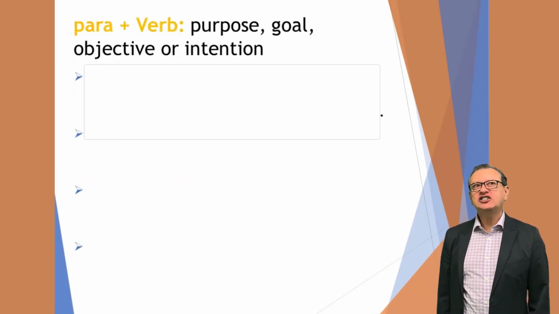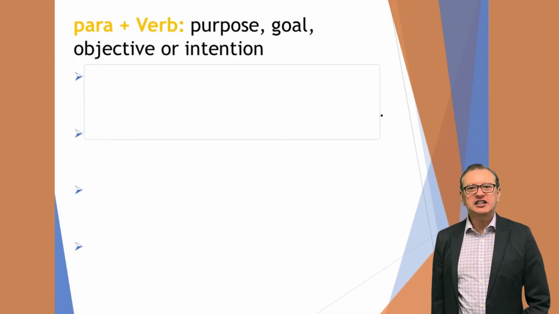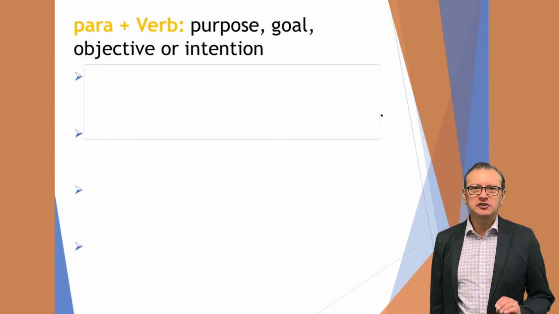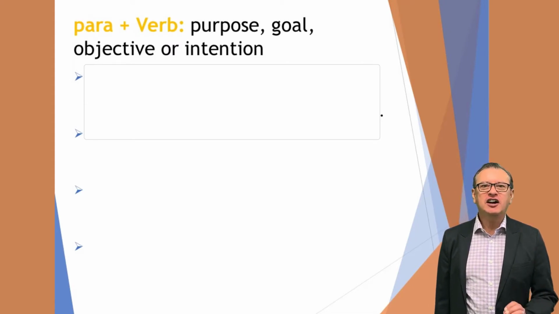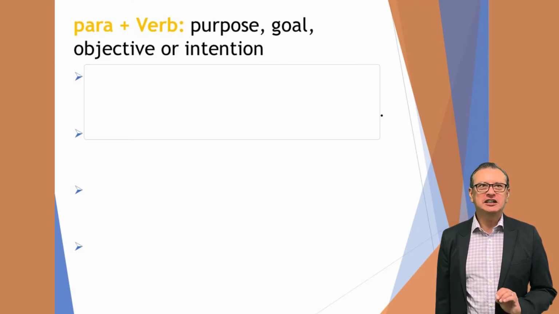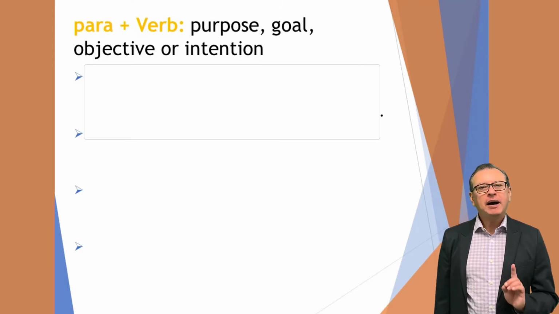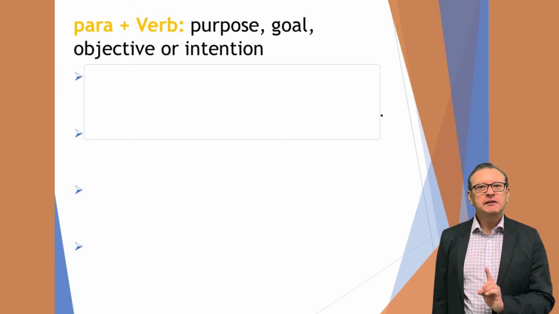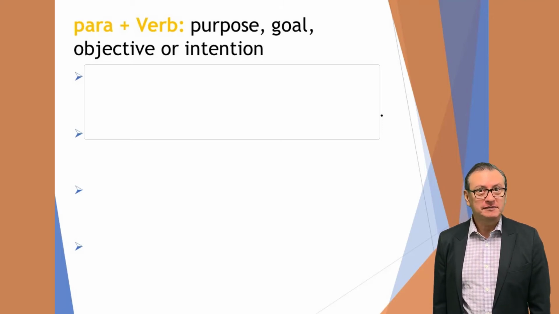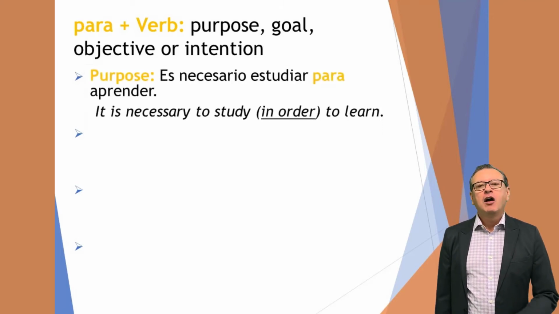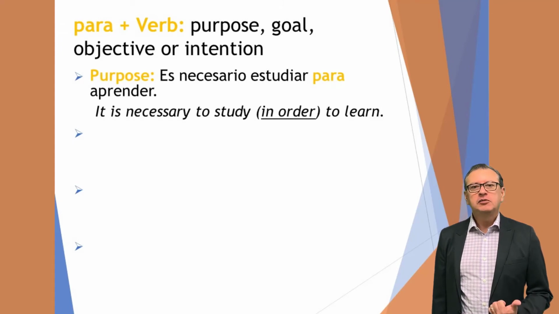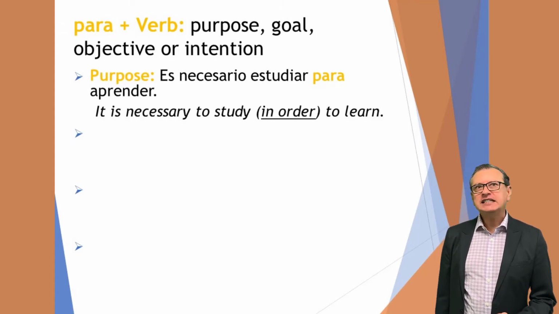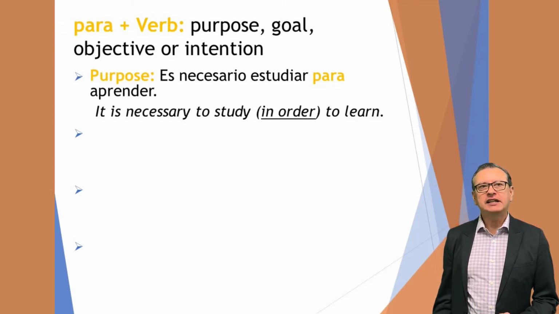Purpose, intention, goals, or objectives are the major differences why we use para. So here we are with the most important uses of this preposition. Para, in this case, will be followed by an infinitive verb. Take a look. When you have a purpose, you will say something like this. Es necesario estudiar para aprender.